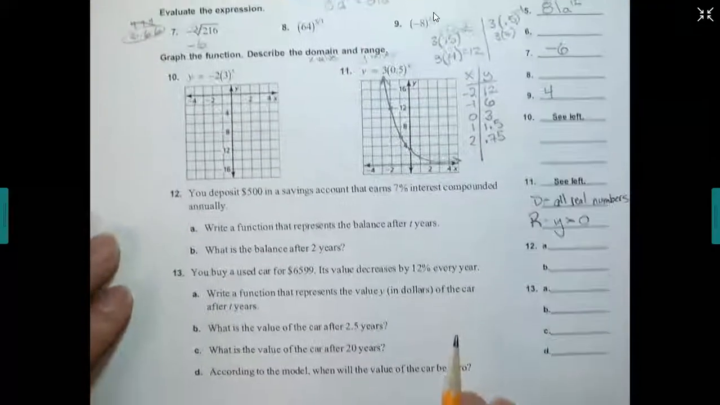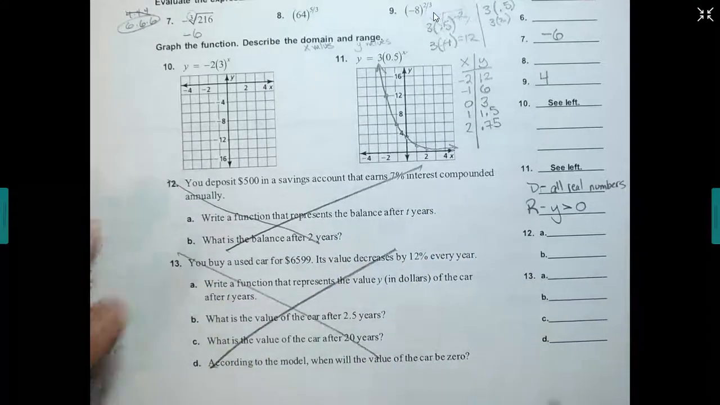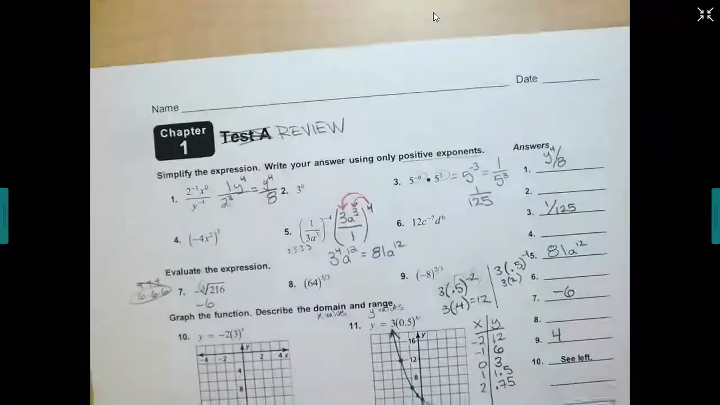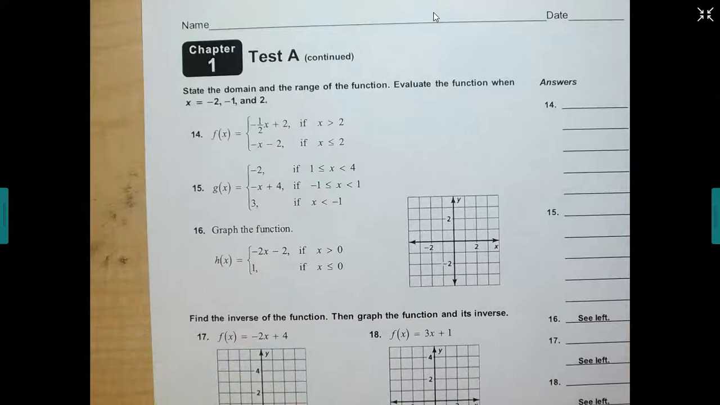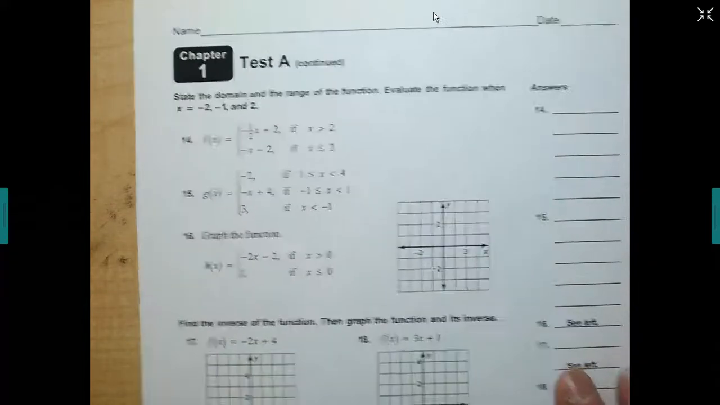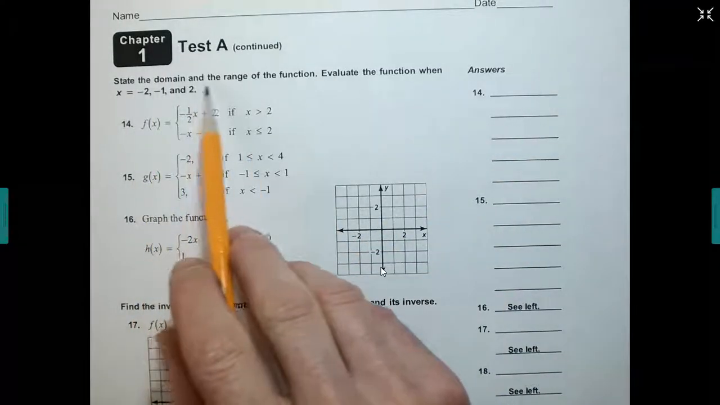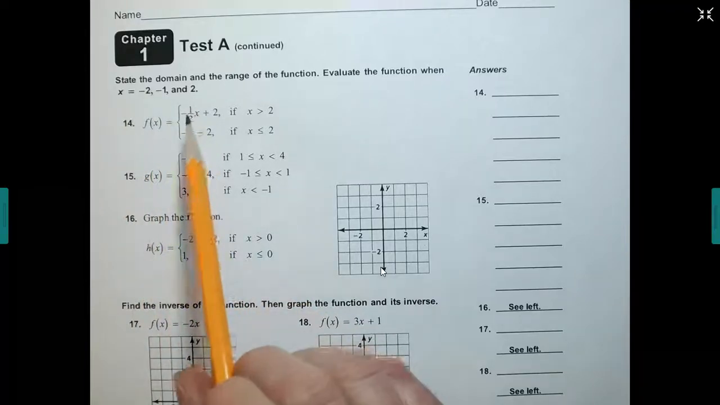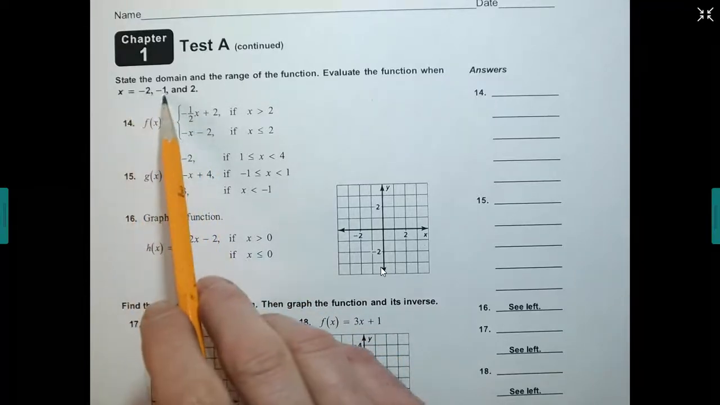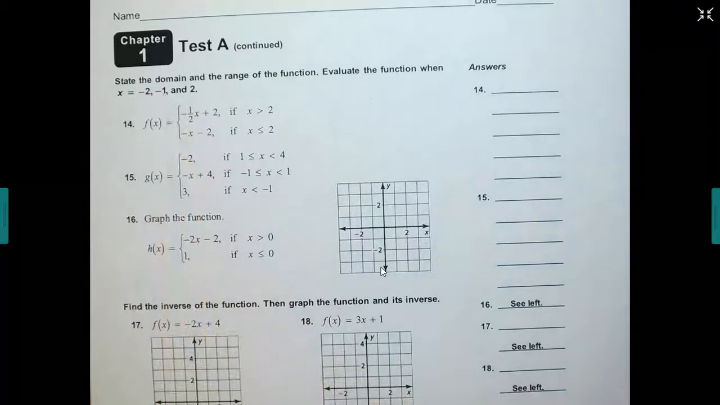Okay, good news for you guys. Don't worry about 12. Don't worry about 13. Go right into 14. These are kind of fun, I think. So, state the domain and range of the function. Evaluate the function when x equals negative 2, negative 1, and 2.